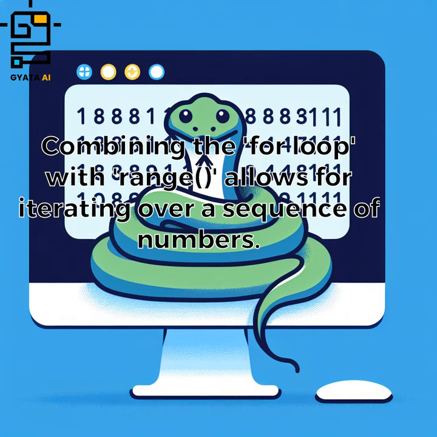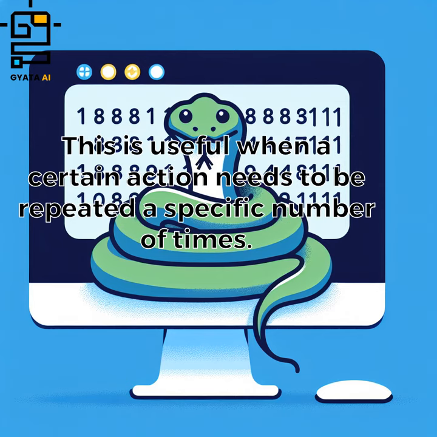Combining the for loop with range allows for iterating over a sequence of numbers. This is useful when a certain action needs to be repeated a specific number of times.